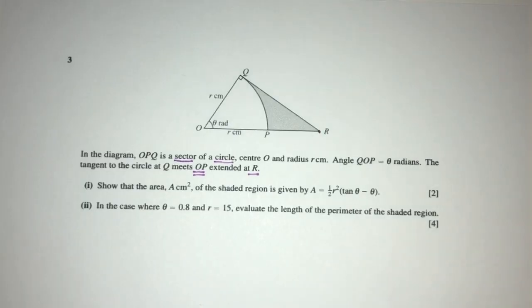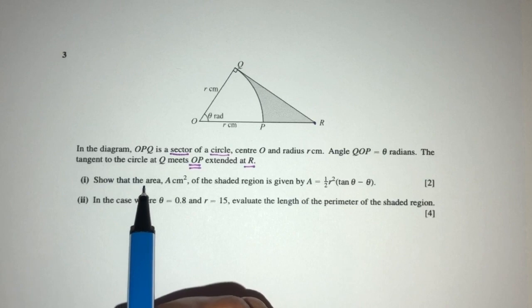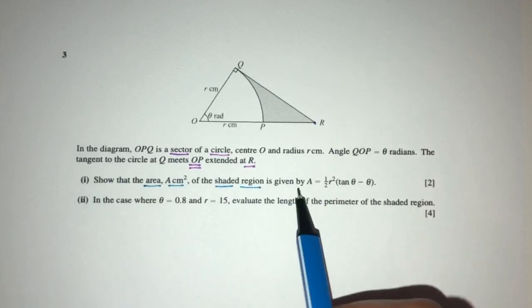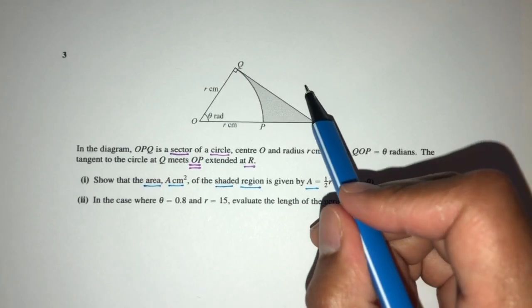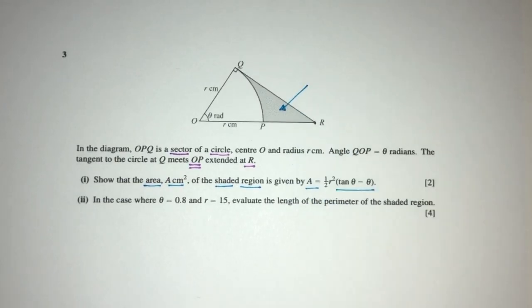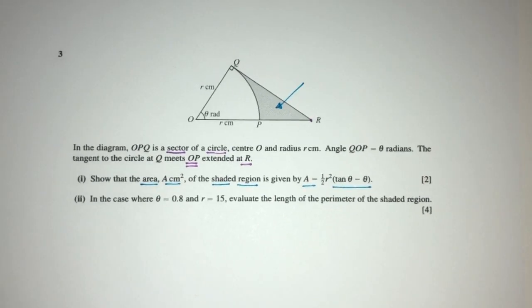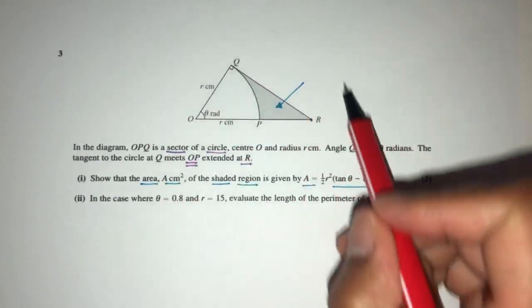Now let's move on to the questions. So part 1, we have to show the area A of the shaded region is given to you by this. Okay, so we have to find this area right here. So how can you find this? We have to think step by step. So logically thinking, we can first find the area of the whole triangle.